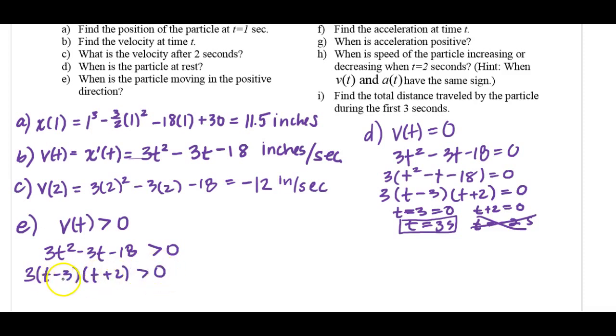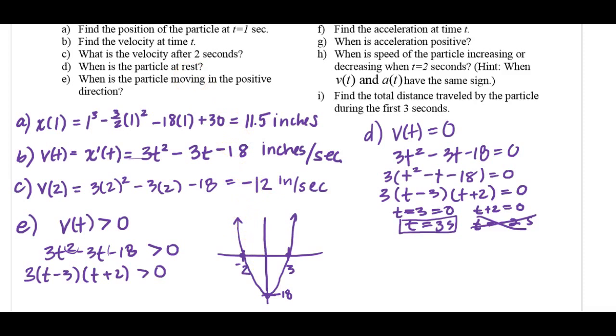So what we just did was we found the x-intercepts. If I were to graph this function, I know that one of the x-intercepts is negative 2 and the other is 3. And I know that the y-intercept is negative 18. Because this is a quadratic, it's going to look like an upward-opening parabola, because my leading coefficient is 3, it's positive. So it's going to look something like this.